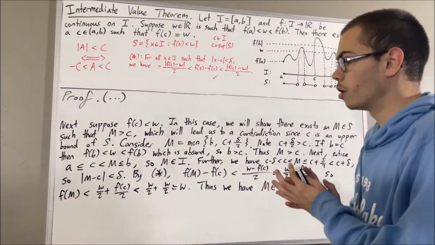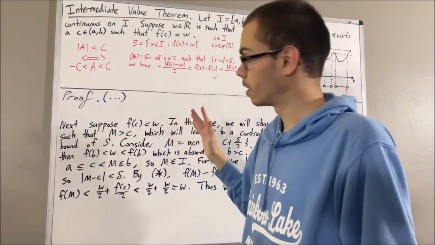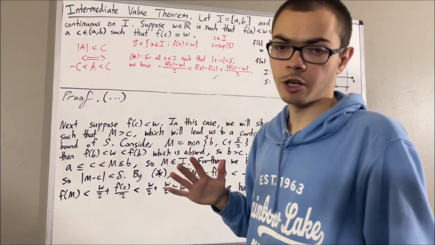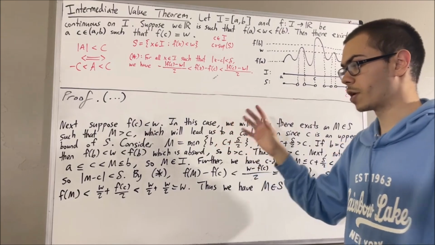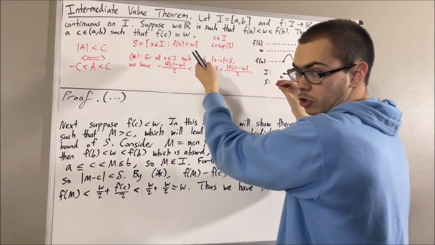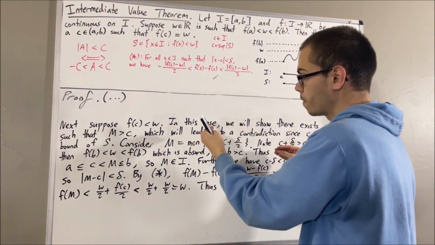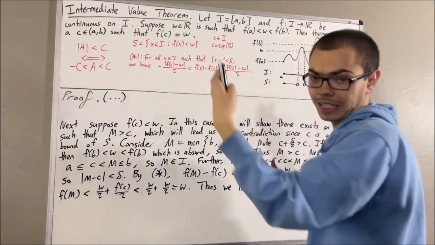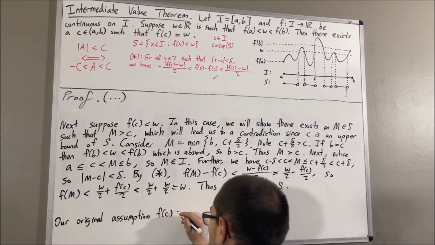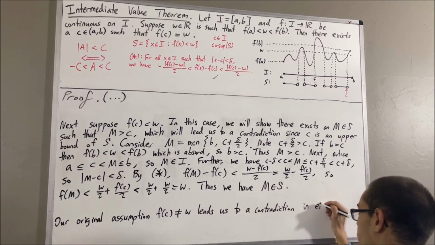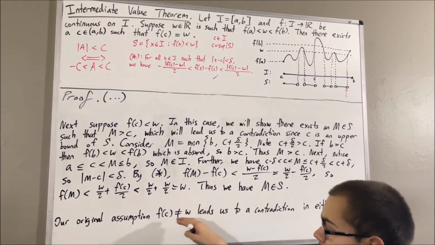So putting this all together now, we have shown if f of c is greater than w, we get a contradiction. If f of c is less than w, we get a contradiction. So no matter what, we reach a contradiction. So our original assumption was that f of c is not equal to w. From there, we considered two cases. Either f of c is greater than w or f of c is less than w. Both cases lead us to a contradiction. So our assumption that f of c is not equal to w will lead us to a contradiction no matter what. So our assumption that f of c is not equal to w was wrong. We must instead have that f of c is equal to w.